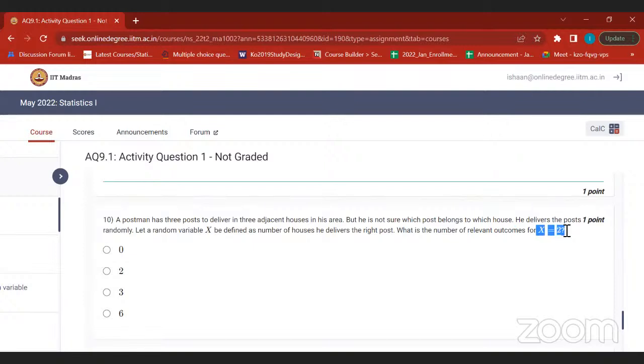So you have to find the probability that he delivers 2 of the posts correctly. If he has already delivered 2 posts in the right boxes, then the third will also be right. It is a definite case, because the third one cannot be wrong if the first 2 are right; there is no other option for the third one to go wrong. It will definitely go right. So that's why there are 0 outcomes for x equals 2.